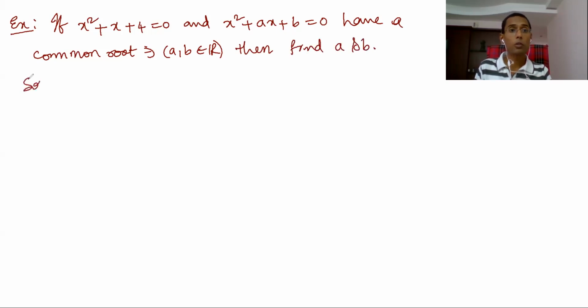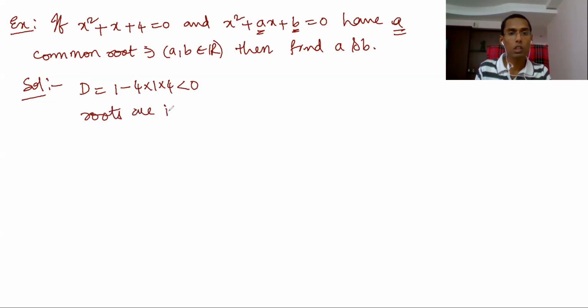Your question is like this. Actually, here you will not be able to find two constants. Generally, if these two have only one common root, then you will not be able to find out the a and b values. That's the first clue. The second clue is that if you find the discriminant here, b square minus 4ac, it is less than 0. That means the roots are imaginary.